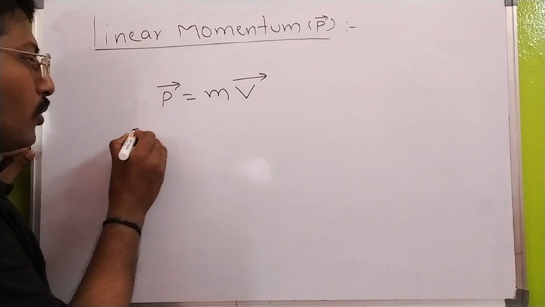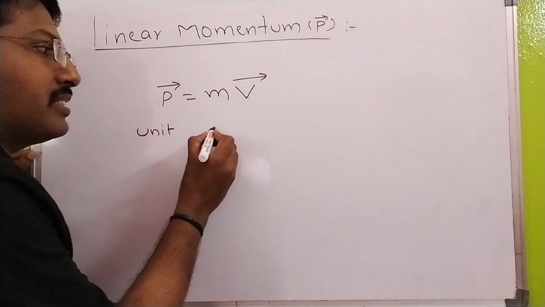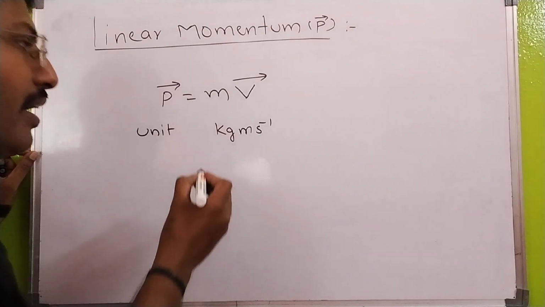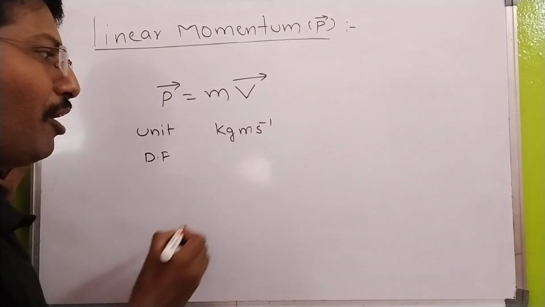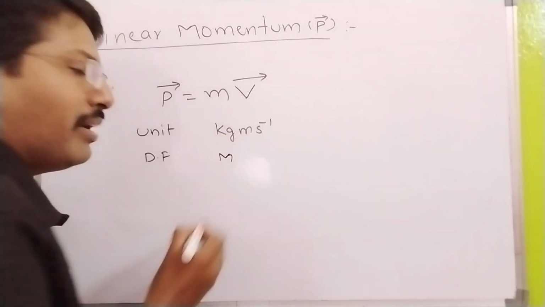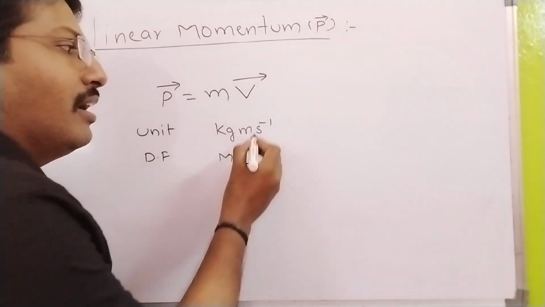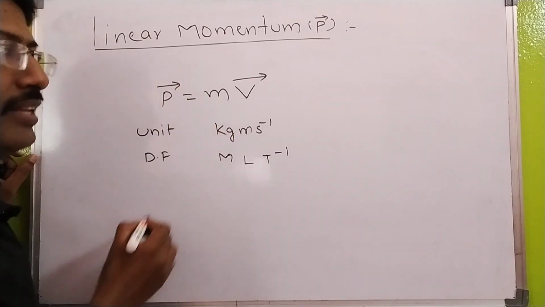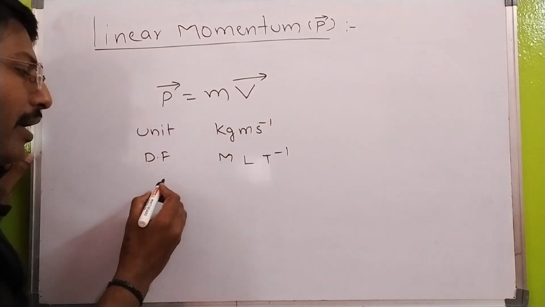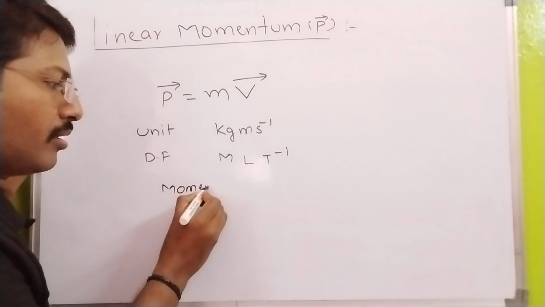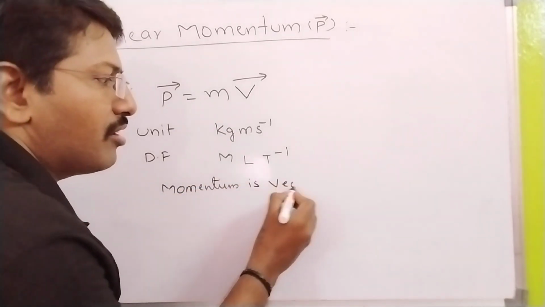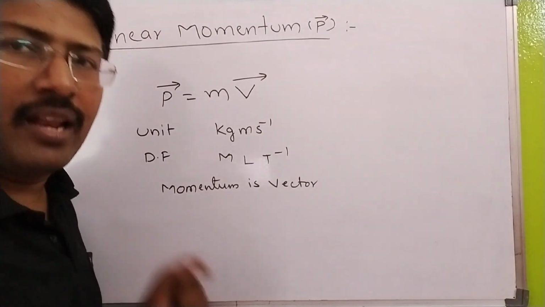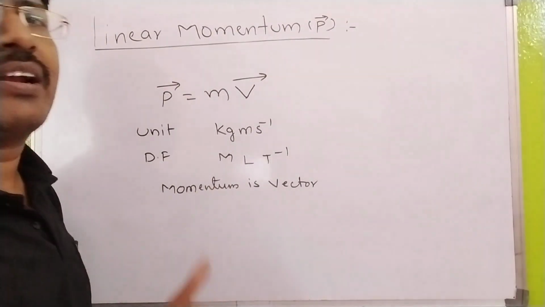Okay. Next. What are the units here? Mass is measured in kg. Velocity is in meter second inverse. Next, dimension formula. If you observe the dimension formula, kg is measured for mass, meter for length and second for time. Next, momentum is a vector quantity. So this is a vector and this is also a vector. So that means momentum is a vector. While solving problems based on momentum, you should follow vector laws. That's why I told you it is a vector quantity.